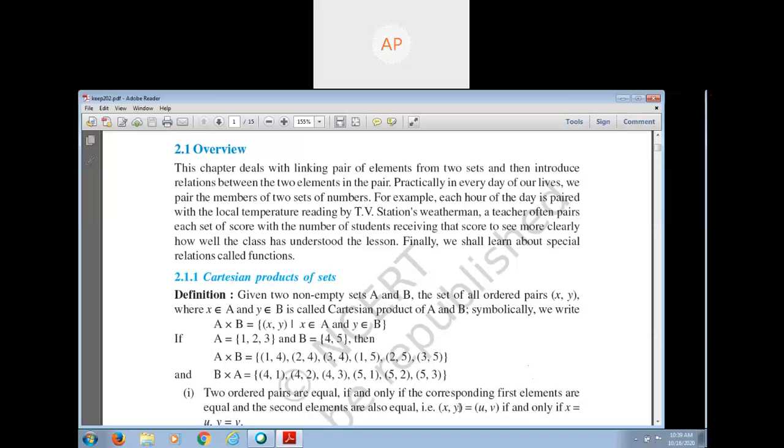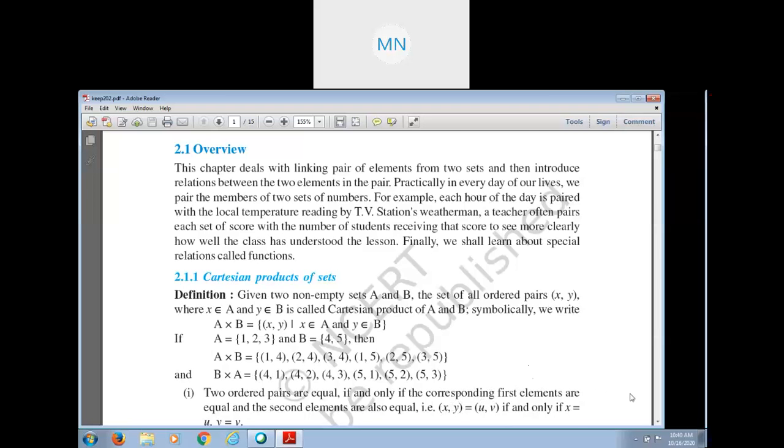For this, if we consider the ordered pair x comma y, tell me, the first element is what? X. And this ordered pair, u comma v, the first element is what? U. So both are equal if and only if the corresponding element of x is what? U. And the corresponding element of y is what? V. If these are equal, then we say that two ordered pairs are equal.